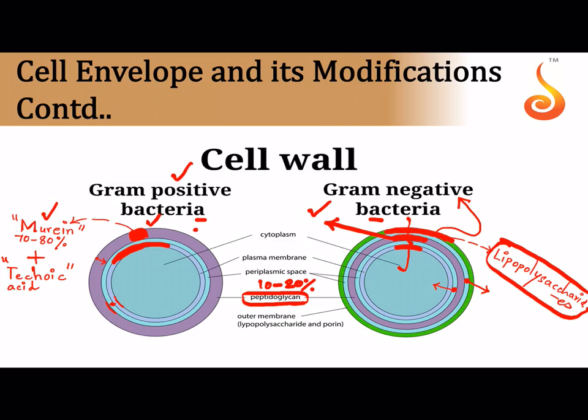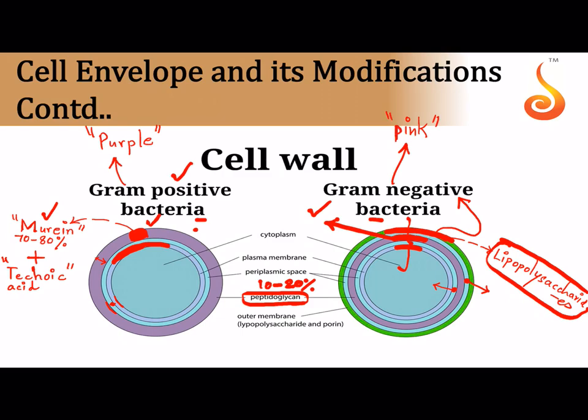This was identified by using a staining technique called the Gram staining technique, which was discovered by Christian Gram. Gram-positive bacteria stain purple when you carry out the procedure of Gram staining, whereas the gram-negative bacteria stain pink when you carry out the Gram staining.